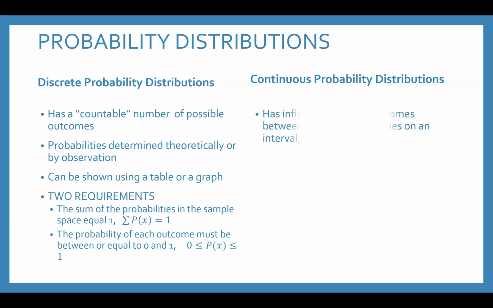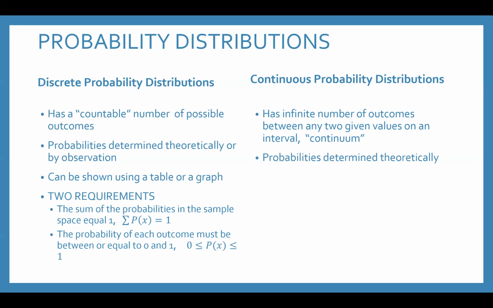The continuous probability distributions, which is going to be our primary focus, again, think about quantitative continuous data that's on a measurement scale, and there's no gaps in that scale, so you have an infinite number of possibilities between any two values on that measuring tool. You're on that continuum. These probabilities are usually determined theoretically, not by observation. They can also be shown as a graph or a table.